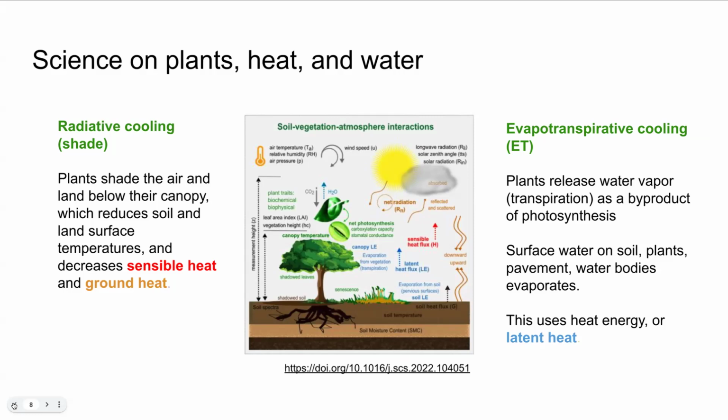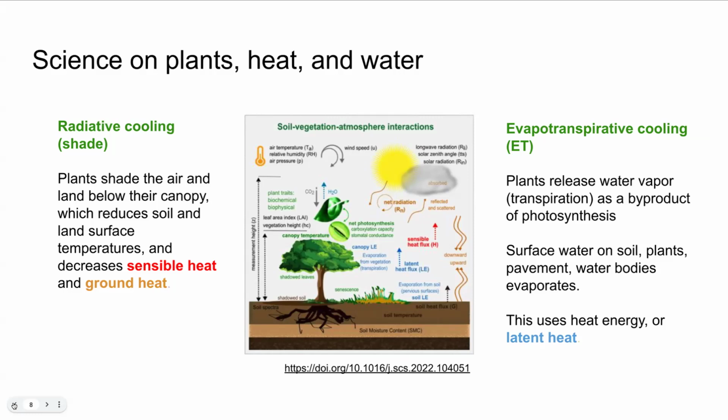This reduces the energy that's coming down from the sun, hitting soil and land surfaces, heating those land surfaces up, and blocks a certain amount of energy that would otherwise be present to heat the land surface and heat the air. On the other side, we have evapotranspirative cooling.